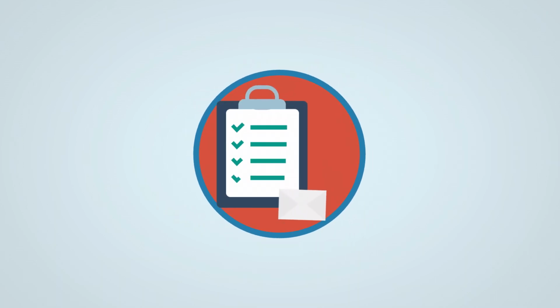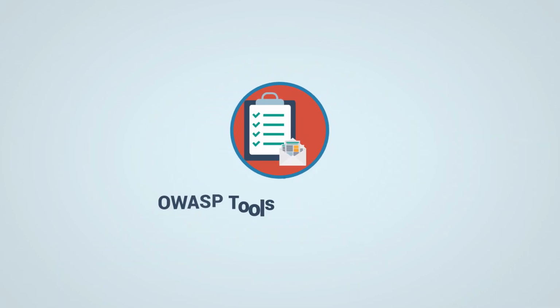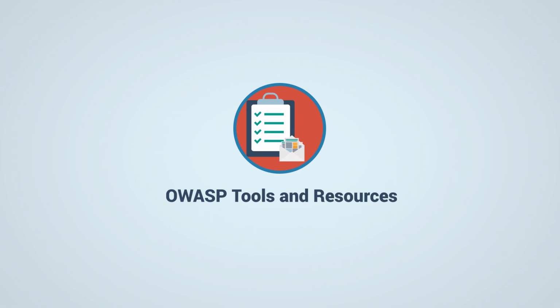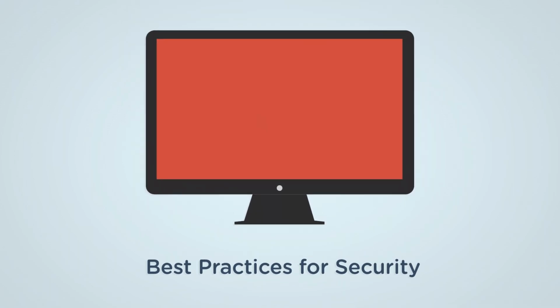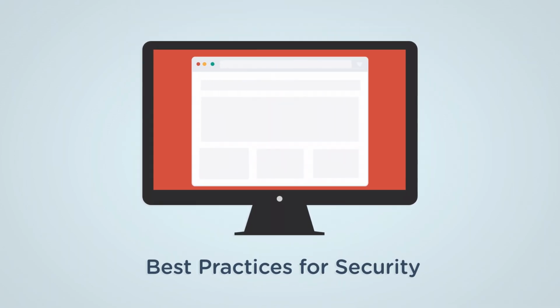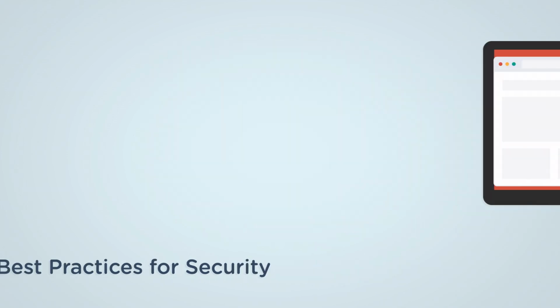OWASP offers several tools to help you test and secure applications. OWASP ZAP, Dependency-Check, Juice Shop. To build a secure application or test one ethically, always follow these principles. Stay updated, secure code, penetration testing, incident response.